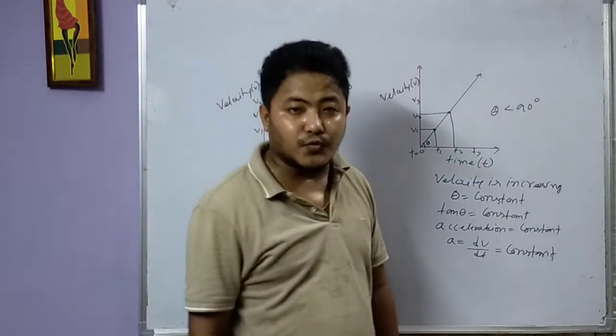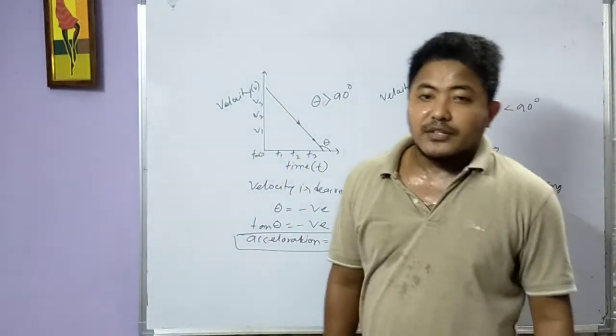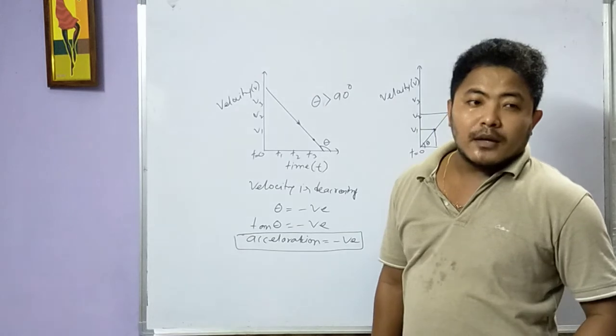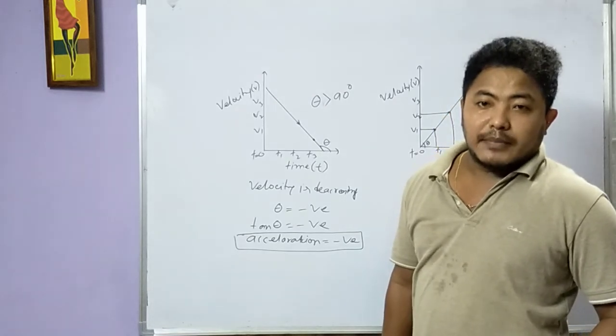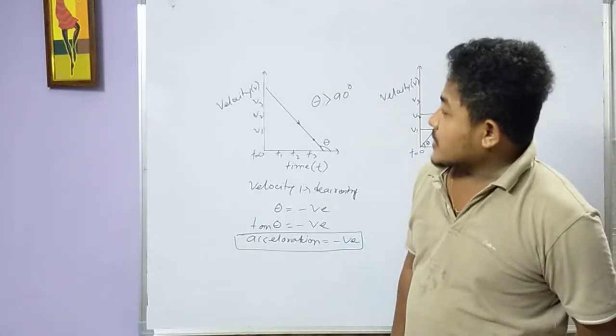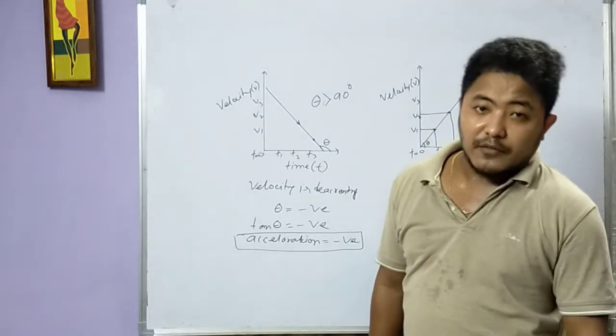I think you have understood. And finally, we have finished the graphical representation of basic kinematic terms. Basically, we have discussed the position time graph, displacement time graph and velocity time graph as well.